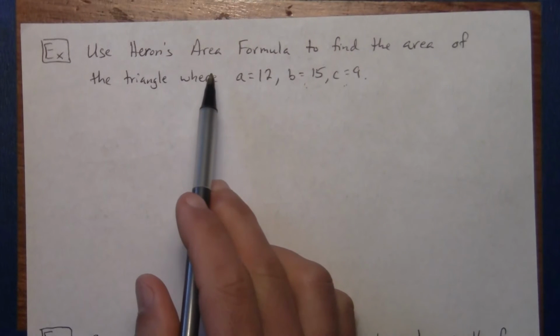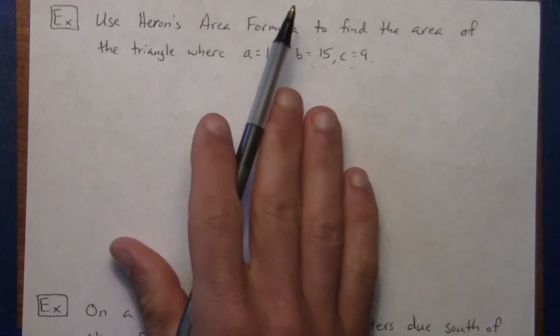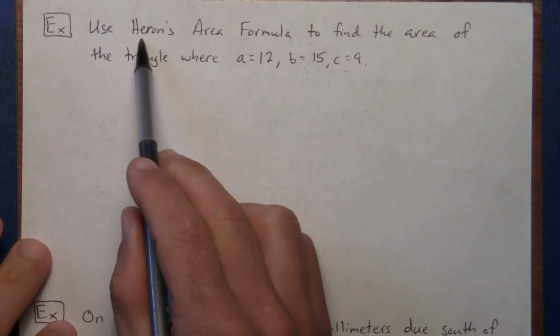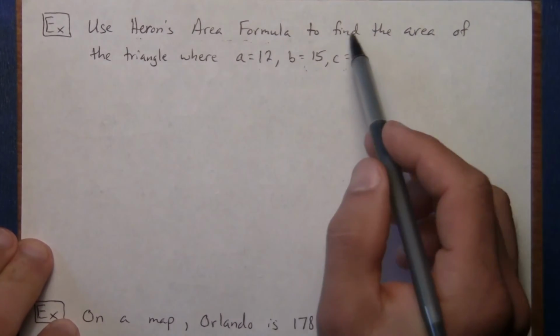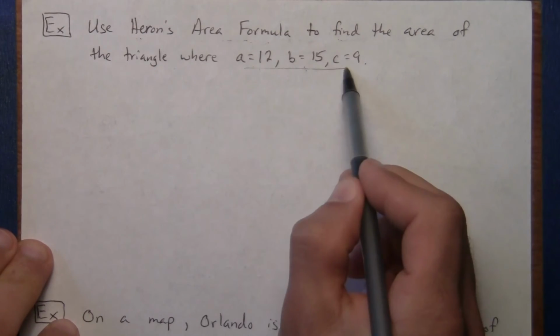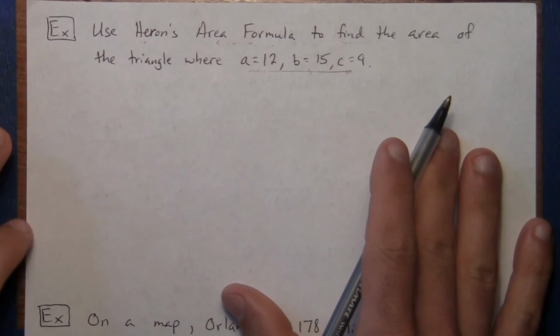Now, like I mentioned before we actually got to this problem, when I was just describing them, on the quiz or the test, I probably would not say use Heron's area formula. You would need to know that when I ask you to find the area and I give you three side lengths, you need to use this formula. So make sure you're aware of that.